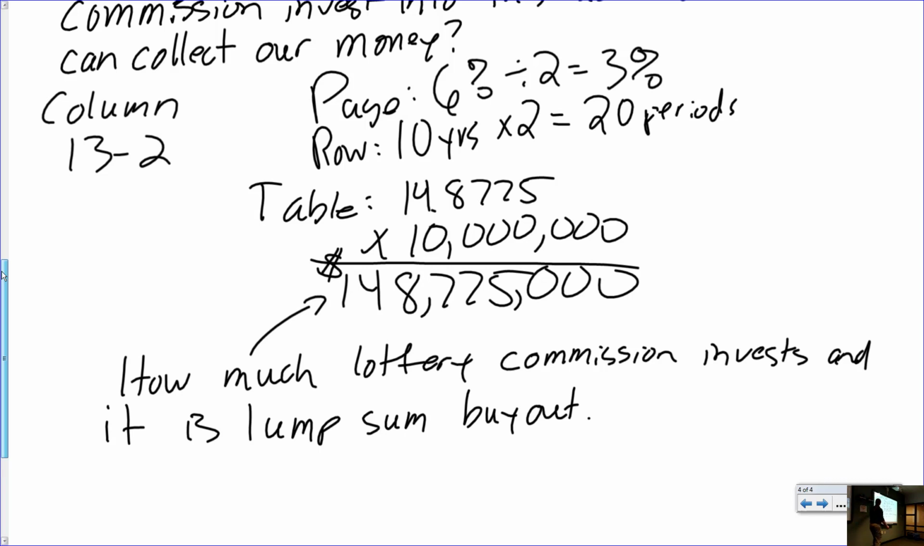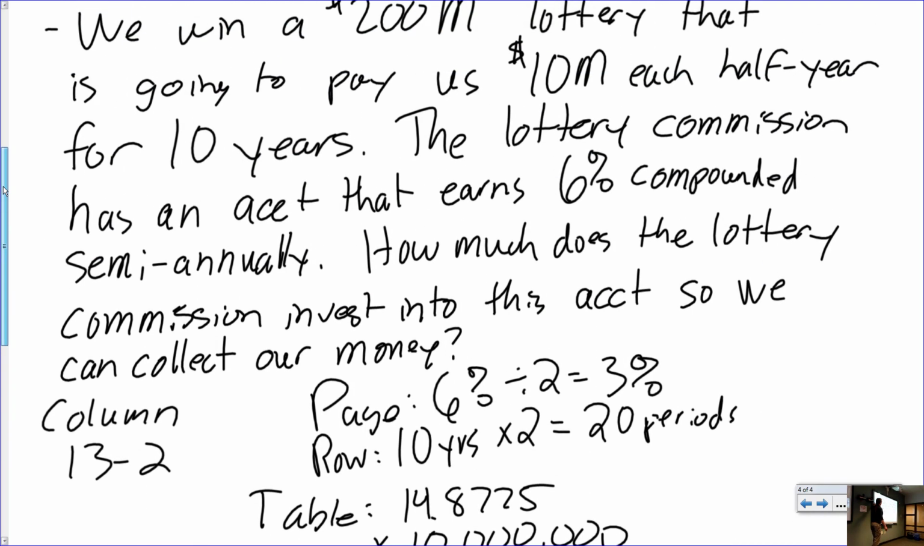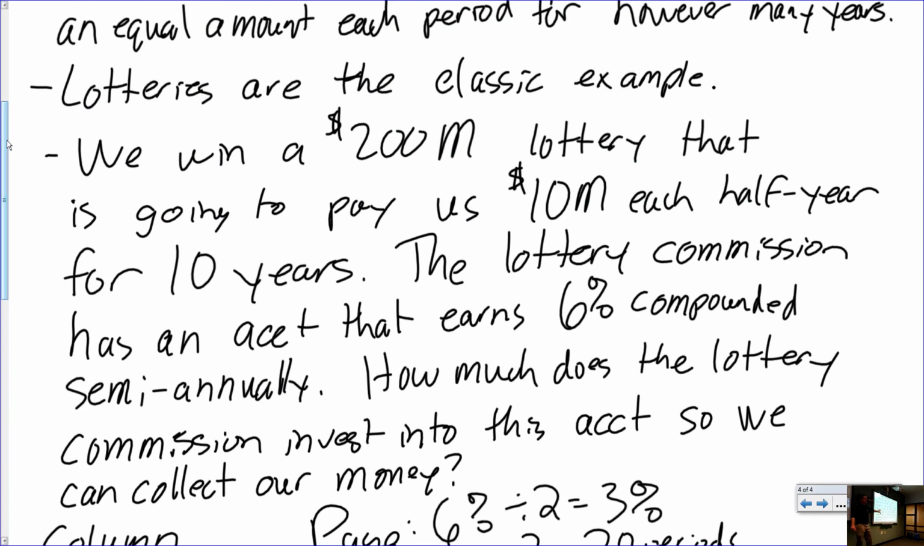All right, but that's the idea behind these sorts of annuities, okay? When you're looking for present value, they're basically saying, how much do I need to put into an account so that I can get equal payments, all right? So here's another example of those.